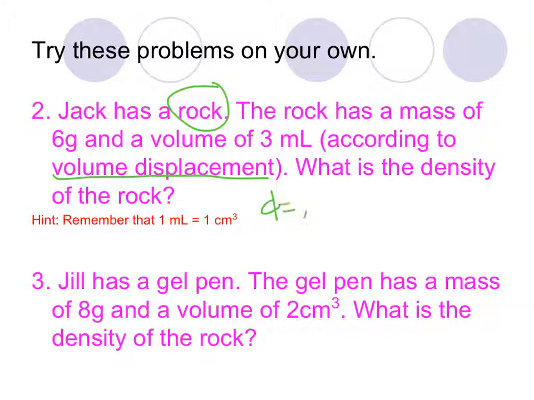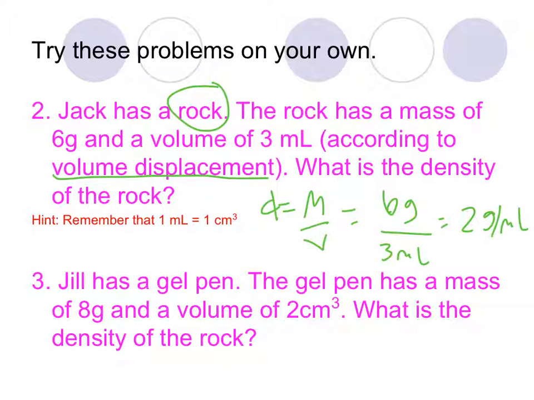So density equals mass divided by volume. I always like to write down my equation so I remember what I'm doing, and that I can make sure that I'm placing the numbers in the right order. So 6 grams over 3 milliliters. The rock is 2 grams per milliliter.